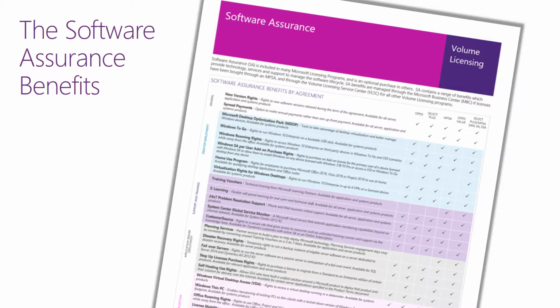If you have a look at the slide here, you can see a long list of the SA benefits, and there are today many benefits. Looking at the top of the list, you see new version rights, perhaps the oldest and most well known of the software assurance benefits. It allows customers to use the latest version of the product that they've got software assurance for. But today there are many more benefits, as you can see.